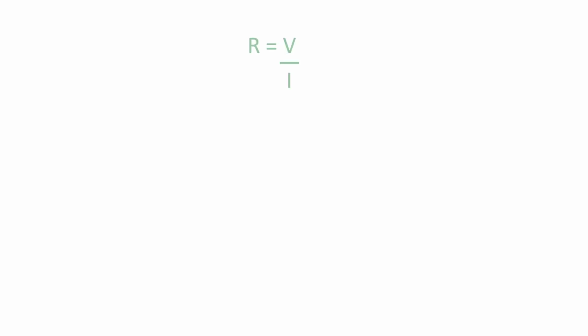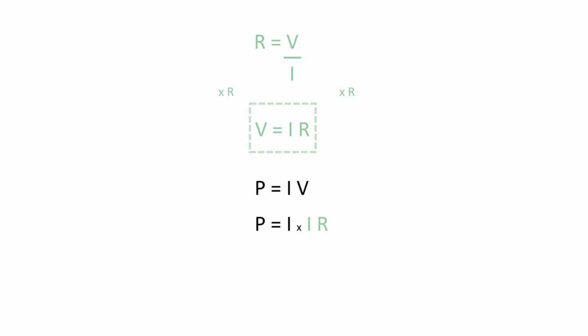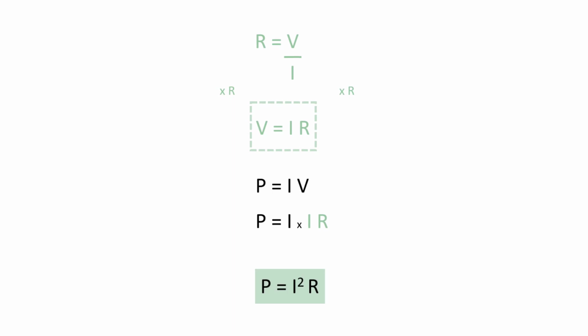We start with the equation that defines resistance, R equals V over I. And then what we do is we multiply both sides by R, which gives us V equals IR. If we look at the equation that defines power, power equals current times voltage, we can substitute in the value for V. So instead of writing V, we write IR. So we end up with P equals I times IR, and that gives us P equals I squared R.